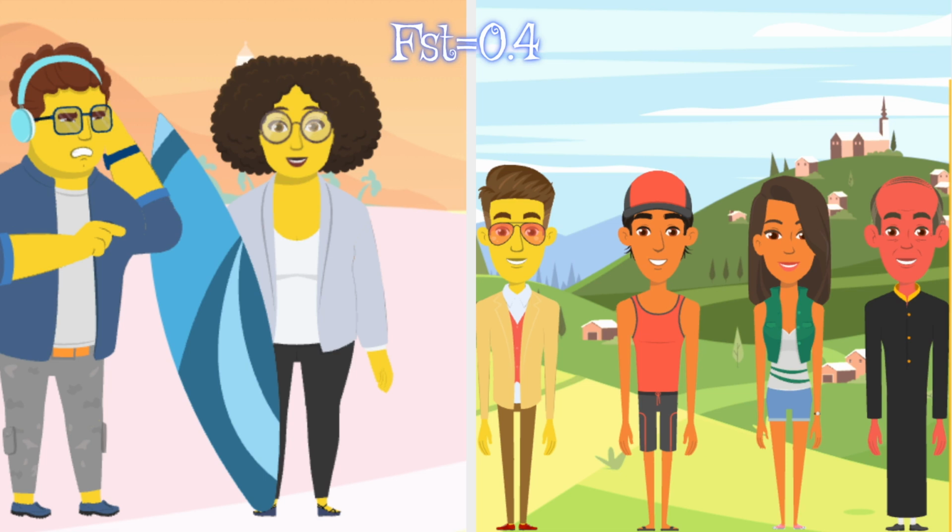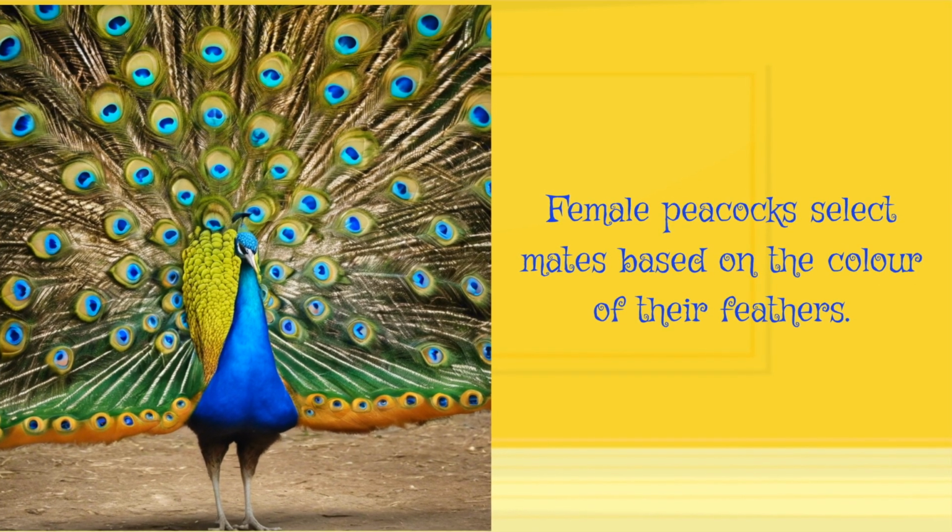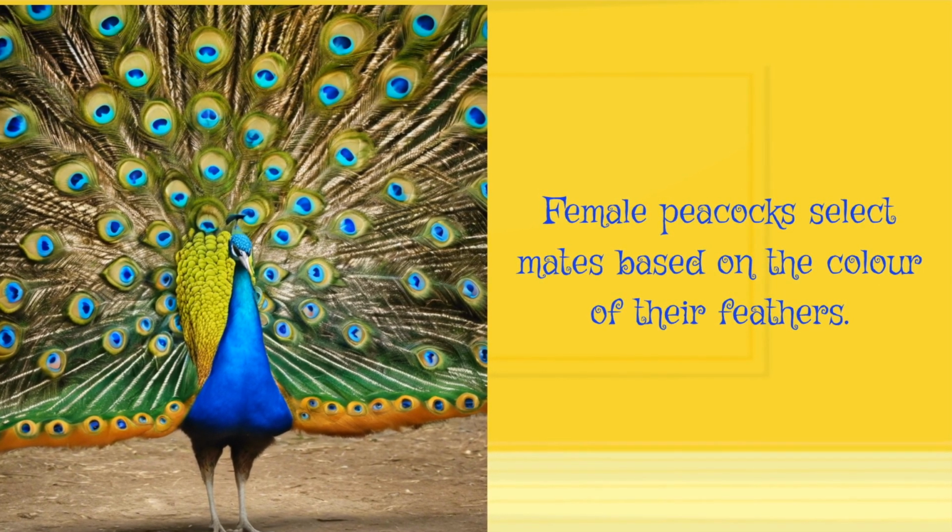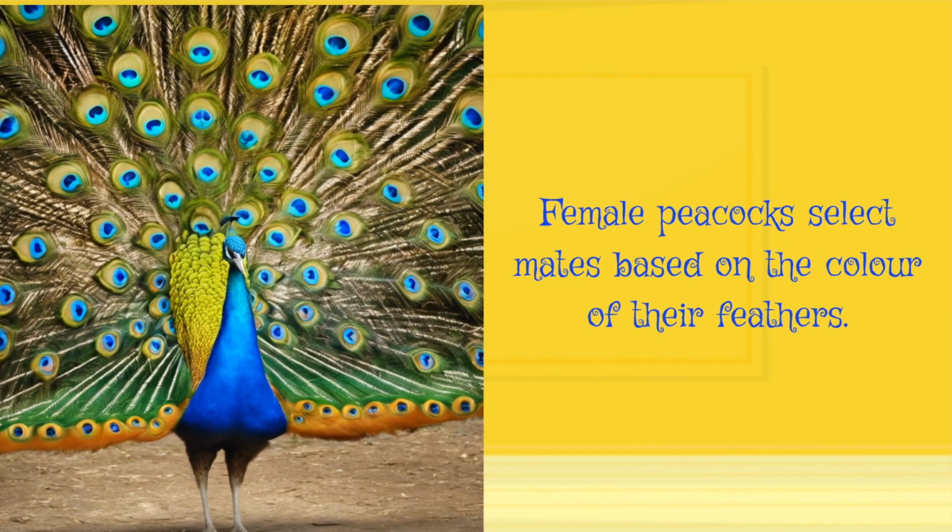to the old community. This indicates a decline in interbreeding, leading to greater genetic divergence between the two populations over time. Apart from humans, positive assortative mating can also be observed among animals, such as peacocks. Peacocks select mates based on the color of their feathers.